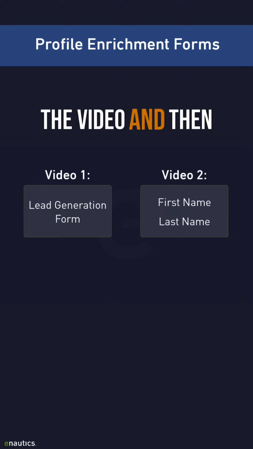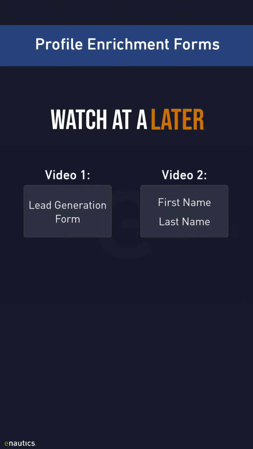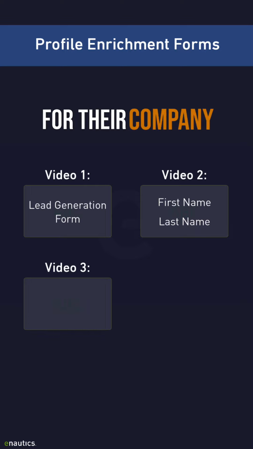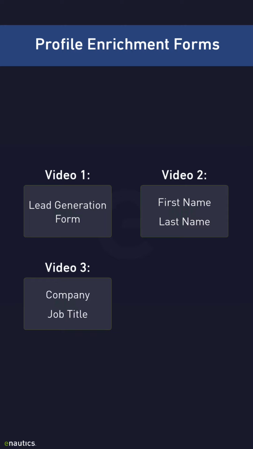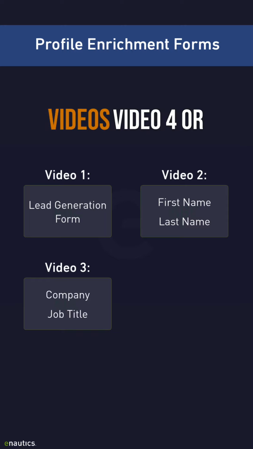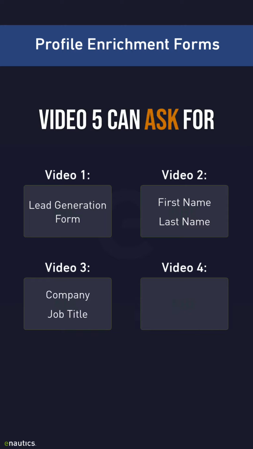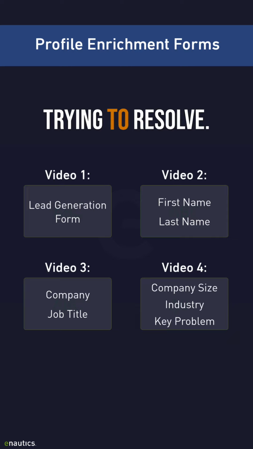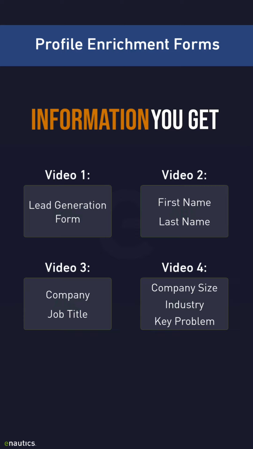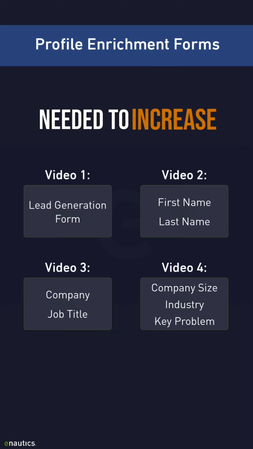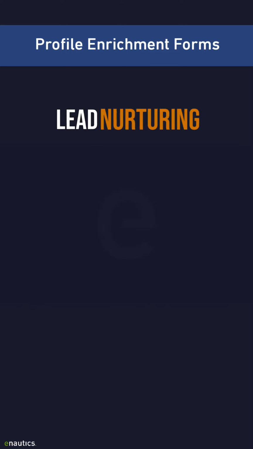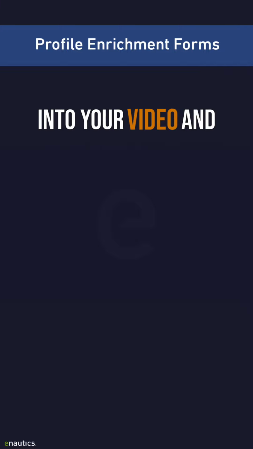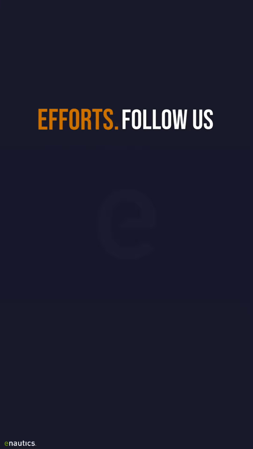They watch the video, and then they have a second video they can watch at a later date or at the same time. On the second video, you can ask for their company and their job title. Subsequent videos, video 4 or video 5, can ask for company size, industry, or the key problem they're trying to resolve. By gathering this information, you get key data points needed to increase lead scoring and lead nurturing effectiveness. Consider integrating profile enrichment forms into your video and maximizing your lead generation efforts.